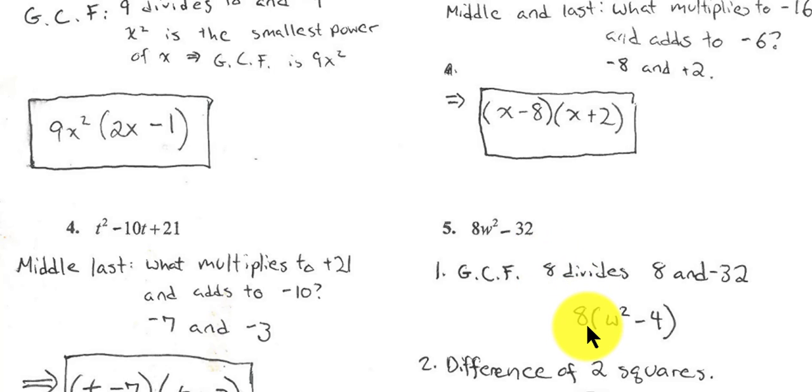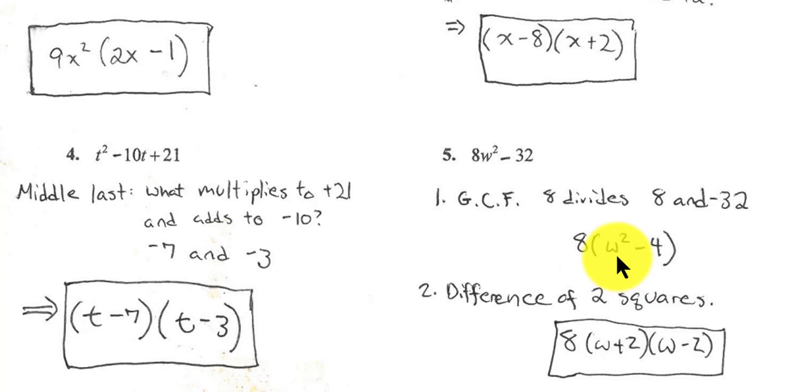So if I factor out the 8, divide each term by 8. 8w squared divided by 8 is w squared. Negative 32 divided by 8 is negative 4. And here you would think you were done, but there's another identity here. This w squared minus 4 is the difference of two perfect squares. So we end up with w plus 2, w minus 2.